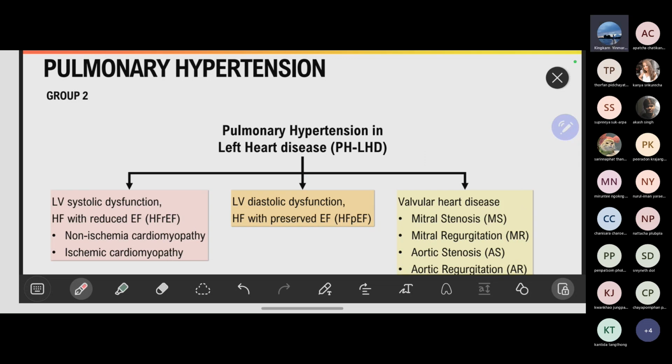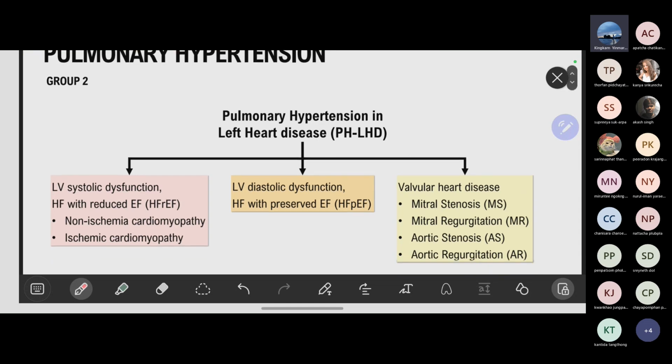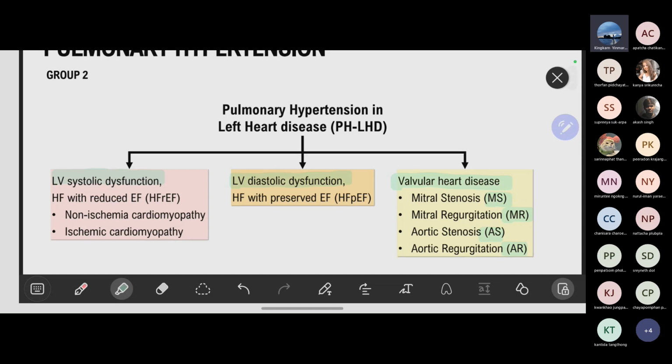Group 2 of pulmonary hypertension. Group 2 is pulmonary hypertension due to left heart disease. Left heart disease is the most common cause of pulmonary hypertension. Its etiologies include LV systolic dysfunction, LV diastolic dysfunction, and valvular heart disease: MS, MR, AS, AR, or combined valvular heart disease.